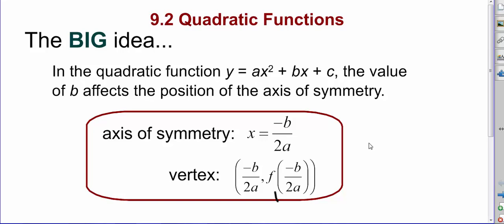The big idea. In the quadratic function y equals ax squared plus bx plus c, the value of b affects the position of the axis of symmetry. And so they give us a function here in our notes. The axis of symmetry, x equals negative b over 2a. Where's our b value? It's right there.